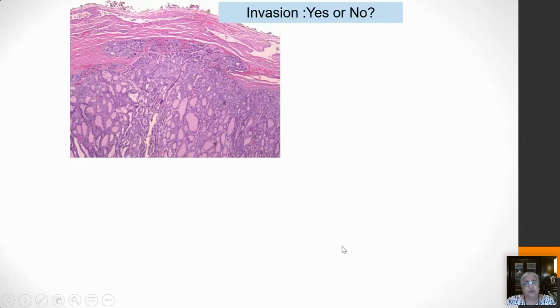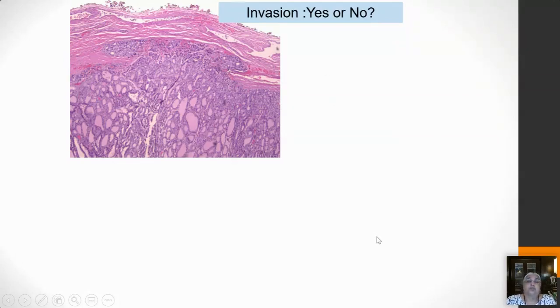So now that we've looked at this, let's see, what do we think? Is this invasion or not? You have a thick capsule, you can see this. You can see the mushrooming of the tumor through this capsule. And there seems to be a whole lot of fibers here, very thick collagenous fibers beyond.